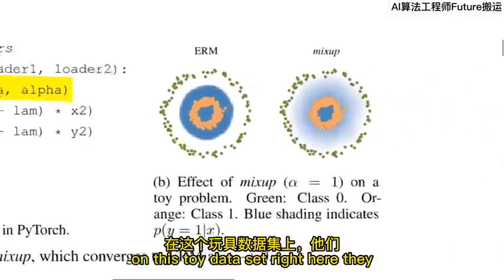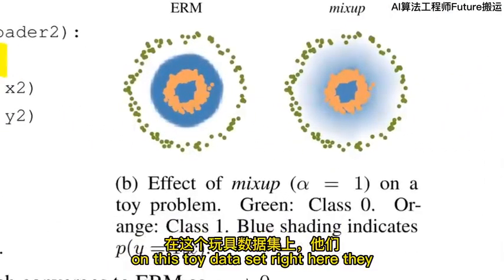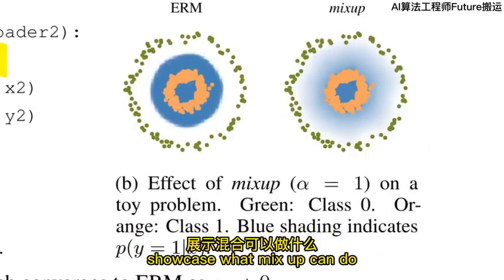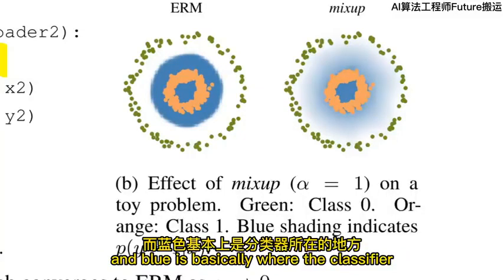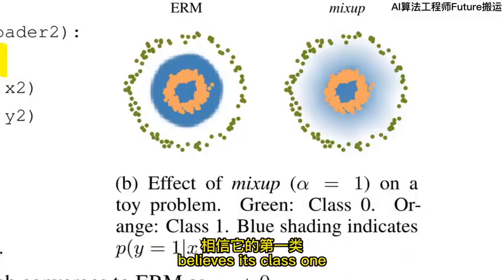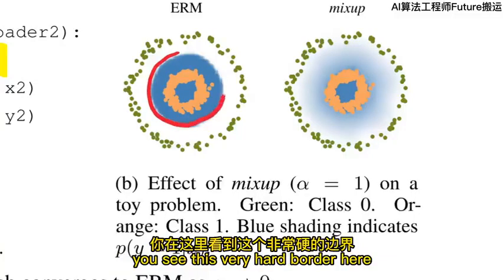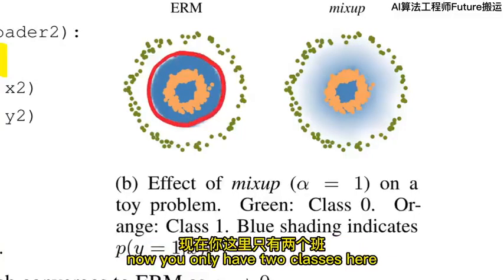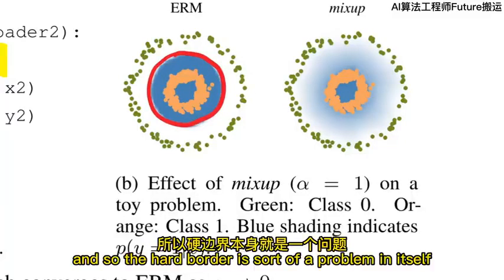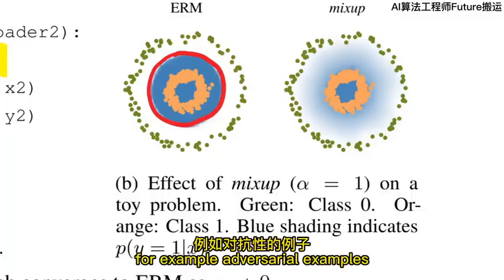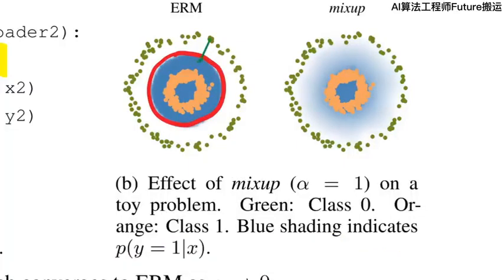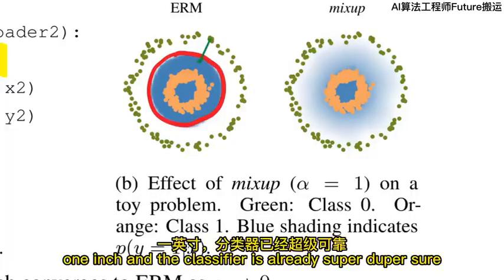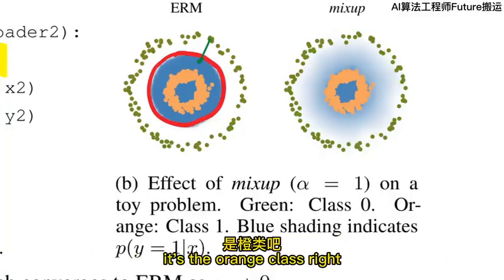Okay, on this toy data set right here, they showcase what Mixup can do. So in a classic model, you have the orange and the green data points, and blue is basically where the classifier believes it's class 1. You see this very hard border here. Now, you only have two classes here, and so the hard border is sort of a problem in itself, because if you think of, for example, adversarial examples, all they have to do is basically get over that 1 inch, and the classifier is already super duper sure it's the orange class.